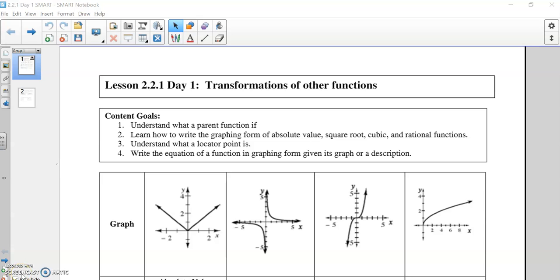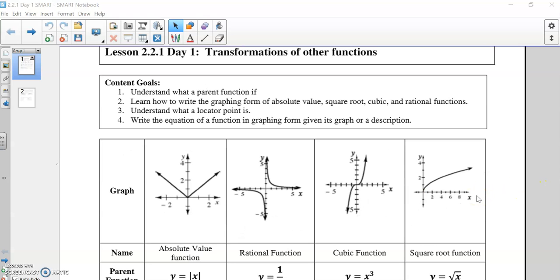Guys, welcome to lesson 2.2.1, day 1, transformations of other functions. So far we've really just been focusing on parabolas, the equations, the graphs, and the transformations of parabolas. But now we're going to spice it up a bit, and we're going to apply everything we learned about transformations to new graphs, new parent functions.